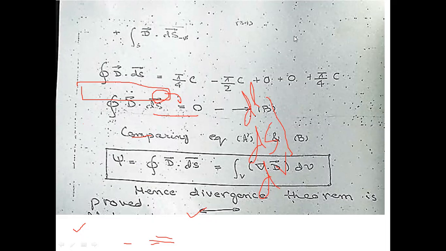So we will get what? This is again pi by 4. Pi by 4 plus pi by 4 is pi by 2, and minus pi by 2 is equal to 0. Similar results are obtained from the other side, which is also equal to 0. So the divergence theorem has been proved. That is all for the moment.